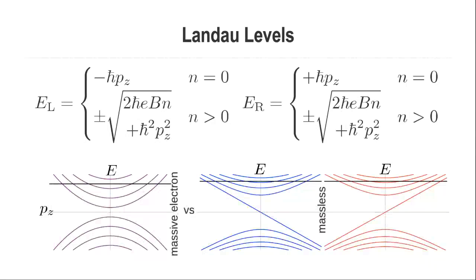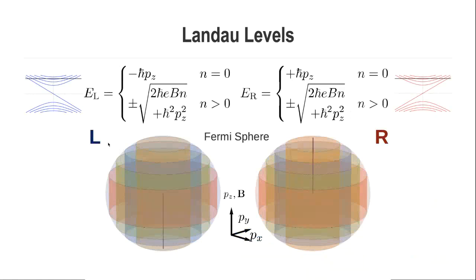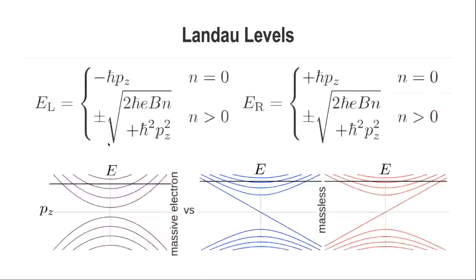In order to understand that, we need to know what the Landau levels of these chiral charges look like. So we all know what the Landau levels of massive electrons look like. They are parabolic and they have equal distance between them. Chiral fermions have these interesting looking Landau levels.